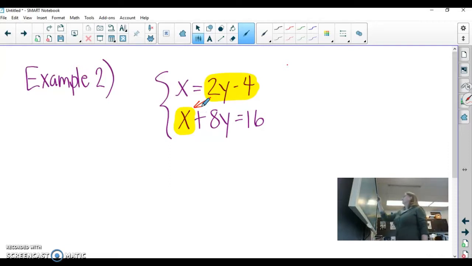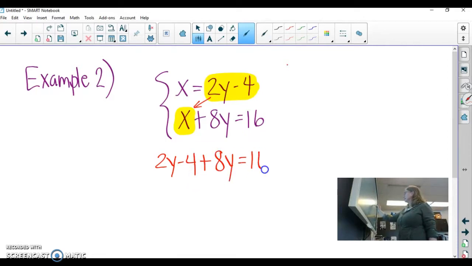So I end up with, instead of writing x, I'm going to write 2y minus 4. And then I continue on. I've got the plus 8y equals 16. Now this time I have a single equation with a single variable involved, which is y this time. And it just depends on which equation is solved for which variable.